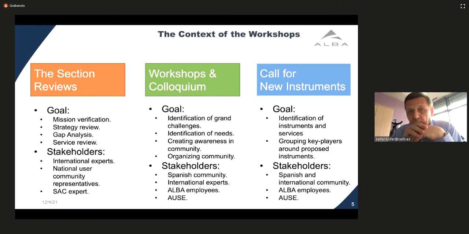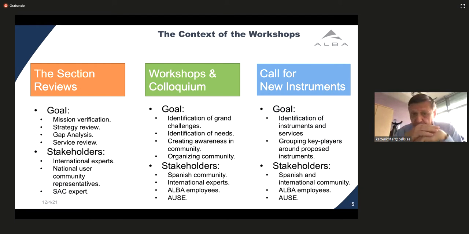So let's go to the workshop program. The goal here is to identify the grand challenges in the different areas where we are working. The second part is to identify the needs, the characterization needs, or also the kind of sample preparation needs. So any kind of resources, what you need to make a successful experiment. And then we also want to create awareness in the community about this process so that people get really organized and can actively participate.